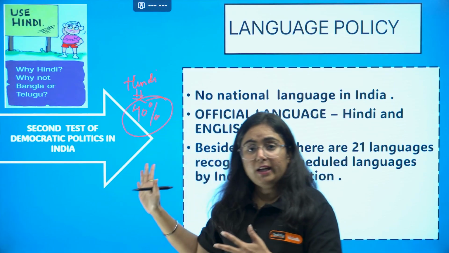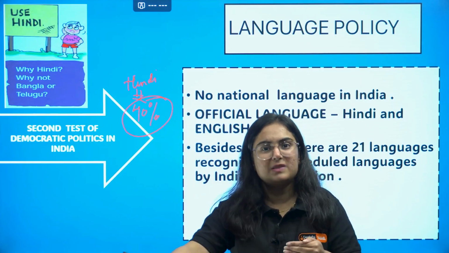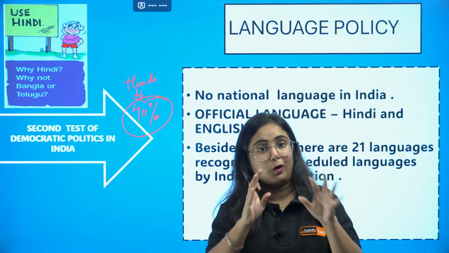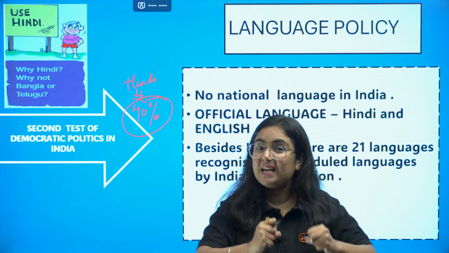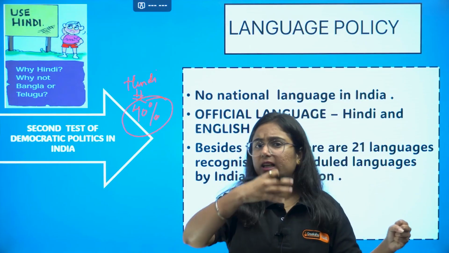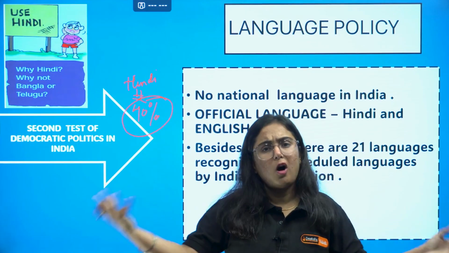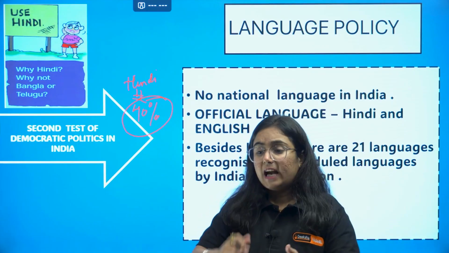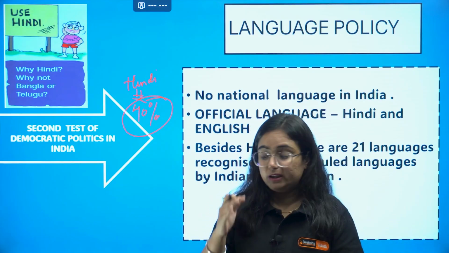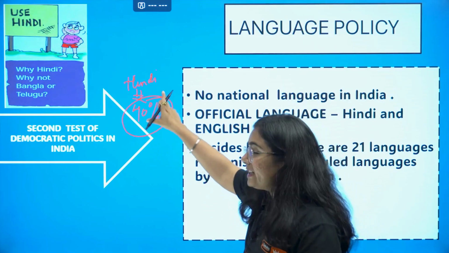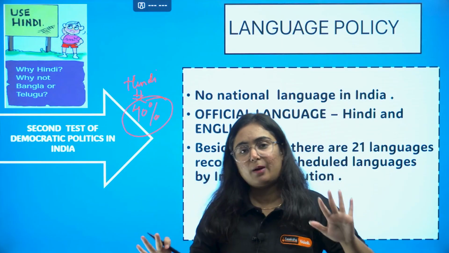Did you get the point? Not even a majority of them speak Hindi. Rather, it is 40% of the people in India that speak Hindi. Others speak their regional language or regional dialects, right? That too is a very small percentage. Now it is very clear that Hindi cannot be made the national language of India.